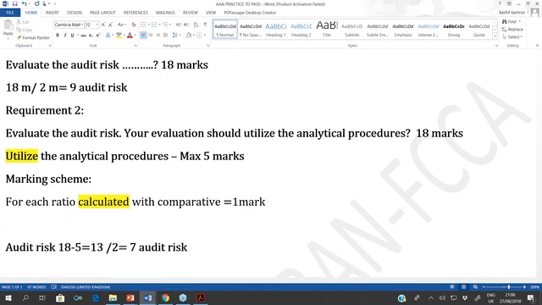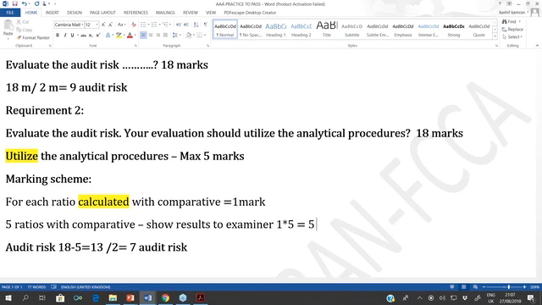So if I calculate 5 ratios with comparative and show results to the examiner, I will be taking 1 multiplied by 5, so 5 marks. You have to show them in a table form, and you will show the examiner ratios for both years. I'll be illustrating that shortly, how to go about it.